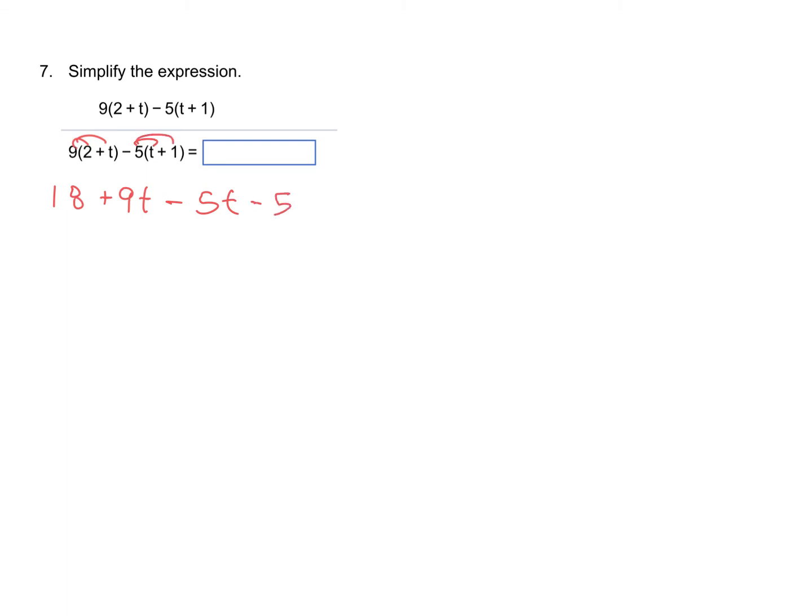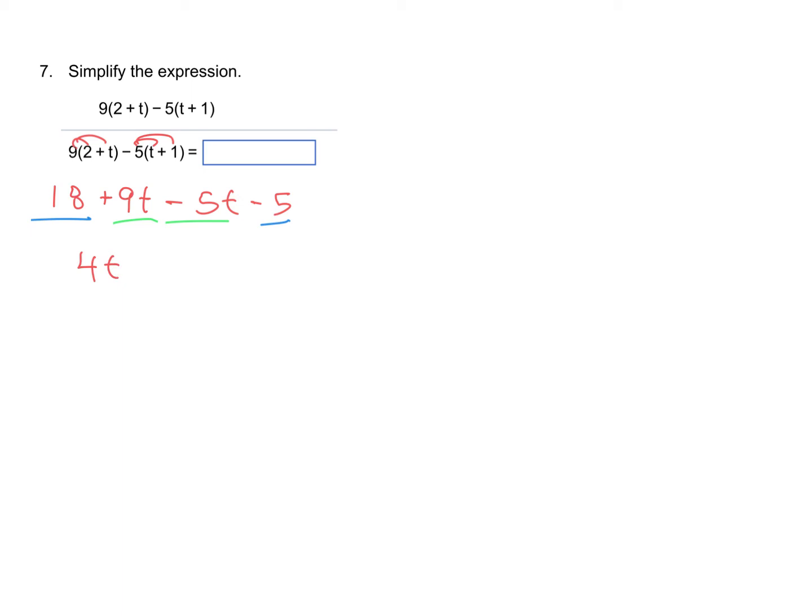Negative 5. Now we are looking to combine like terms. These are like terms, so we will combine those, and these are like terms. These are the variable terms in t. The variable is t, and so we have 9 t's, and we take away 5 t's, there's 4 t's left over.